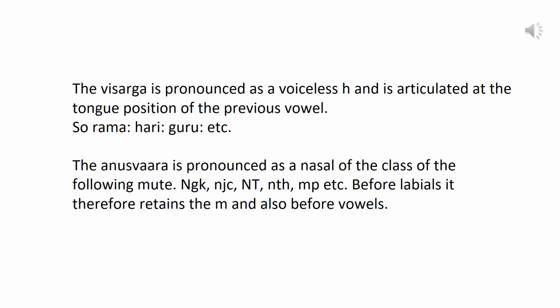The visarga is pronounced as a voiceless h and is articulated at the tongue position of the previous vowel. So Ramah, Harih, Guruh, etc. The anuswara is pronounced as a nasal of the class of the following mute. Ank, anch, ant, and, amp, etc. Therefore, before labials it retains its old sound and also before vowels it retains the sound.